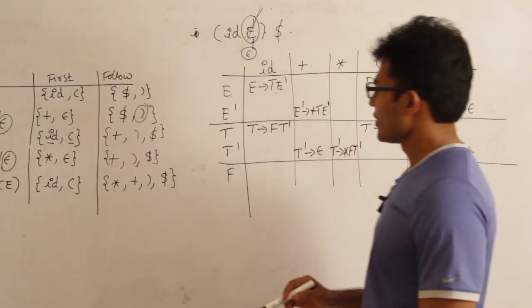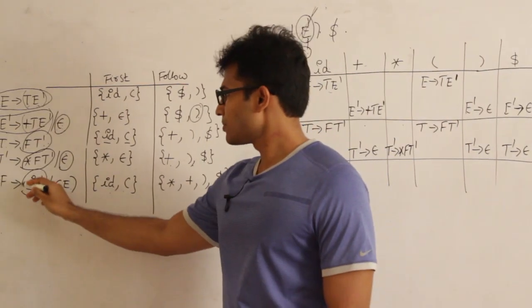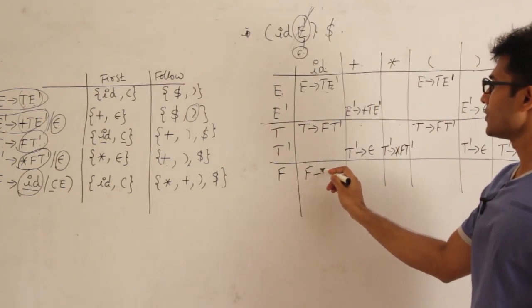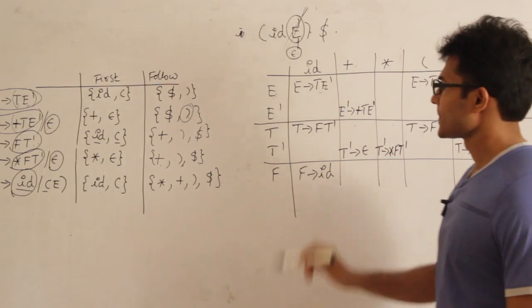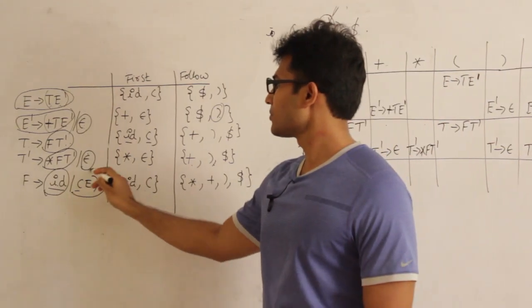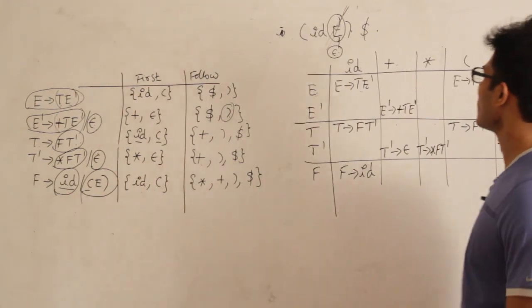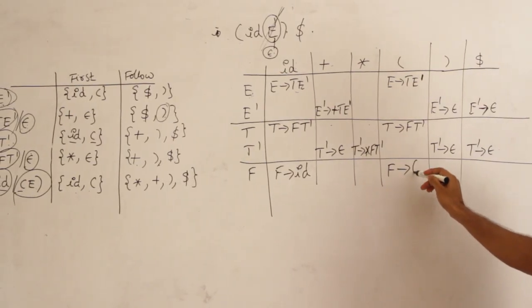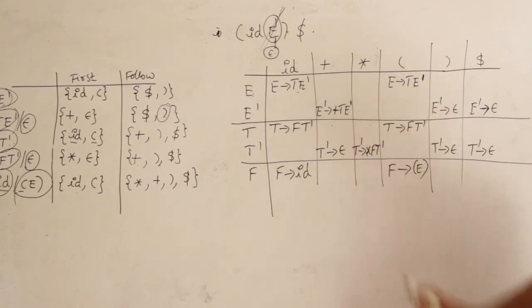What about this production? This production has to be placed under first of ID, which is nothing but ID. So here I have to place it F derives ID. What about this production? This production has to be placed in the F row and first of that, which is open brace, which means F derives open brace E close brace. So this is called LL1 parsing table.